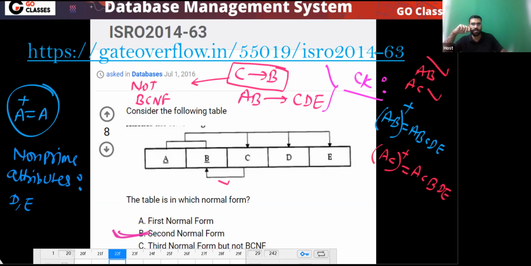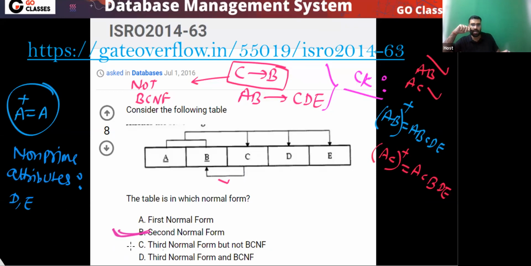So this is 3NF also. This is second normal form also. And so the answer will be third normal form, not BCNF. Actually, the answer will be option C, because option C covers option B, right?